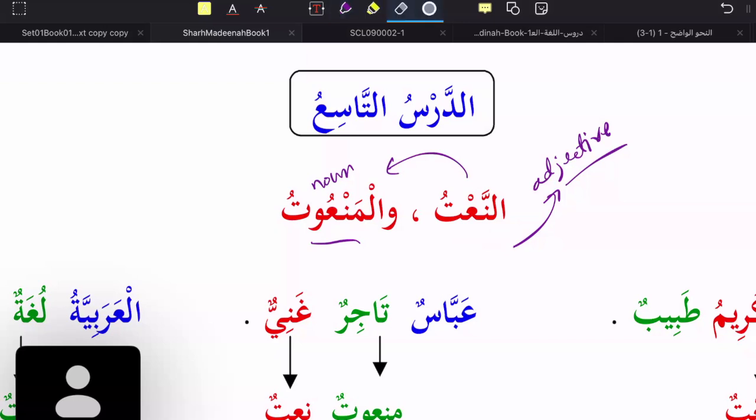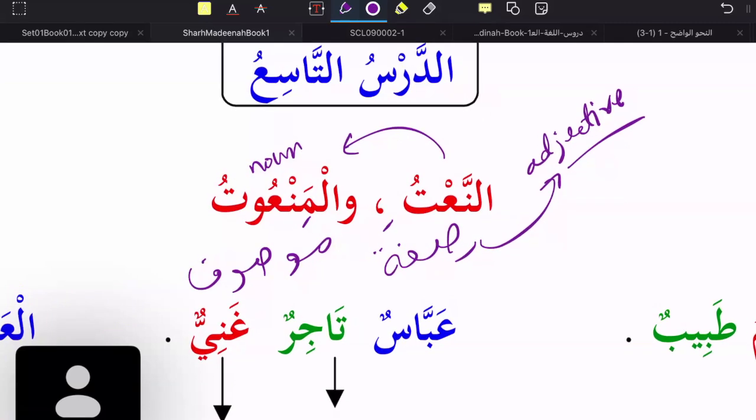Now there is another term which is also used, which is sifa and mawsuf. Okay, similar concept. Sifa is also adjective, and mawsuf is the thing that the adjective is describing. Is there any difference between the two? A little bit. Na't would be more of a technical term, a grammatical term for adjective. Okay, and the sifa, it's your standard Arabic word that we can use to describe something. Okay, so sifa is a description.